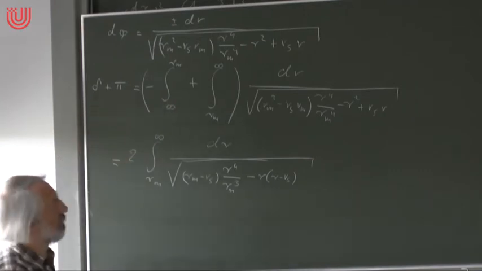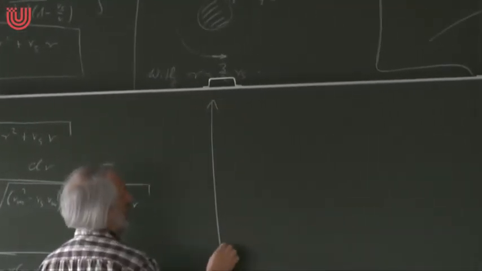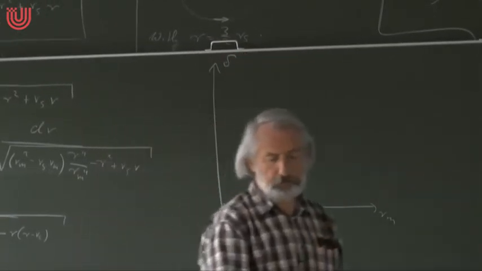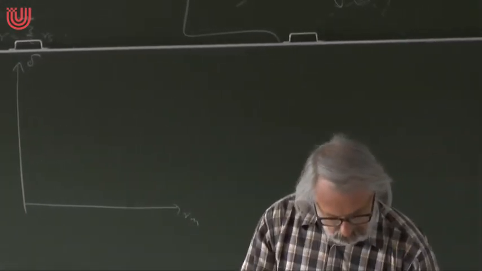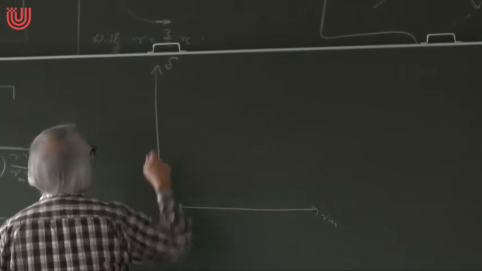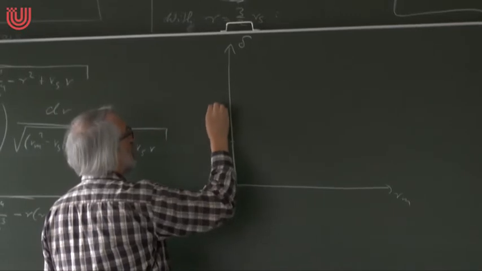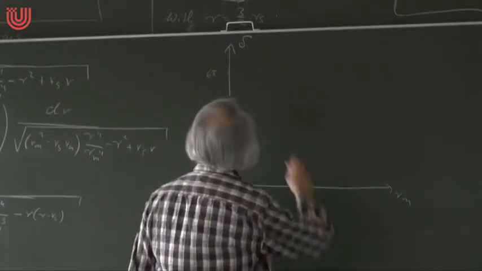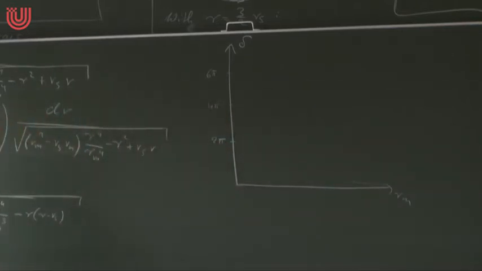And if you evaluate this integral, what you get is actually something like this. So if you plot the delta as a function of Rm, then, yes, delta is an angle, so it will become 2 pi, 4 pi, 6 pi, and so on. So if Rm is very big, delta is very close to 0, so it will come here in this way. And then it will become bigger, bigger, and bigger.